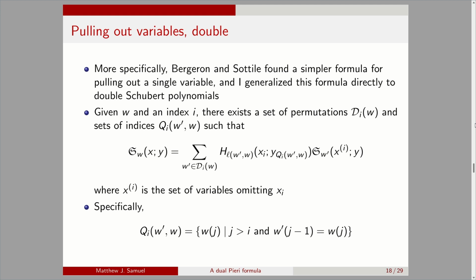So it's very easy to describe what the Q set is. It's the set of all w_j such that j is greater than i, and w'_{j-1} is equal to w_j.